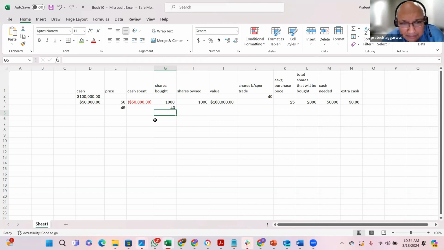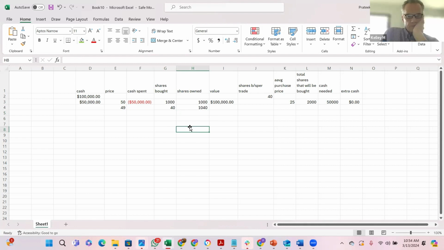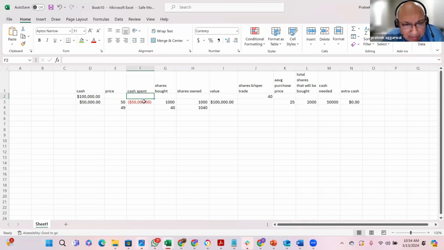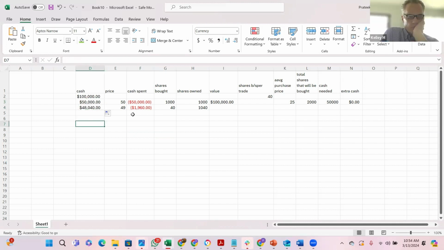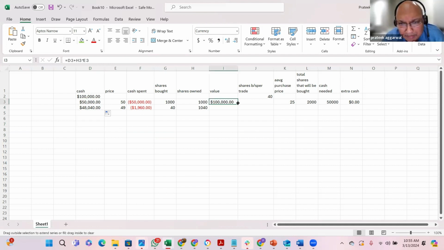So now the shares owned will become 1040. My cash spent is going to become 1960. So the cash left in the account is going to be 48,040. The value of my account has actually dropped because the price has gone down. My value has gone to 99,000.